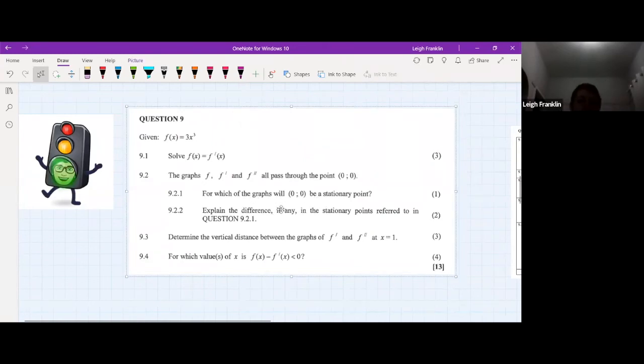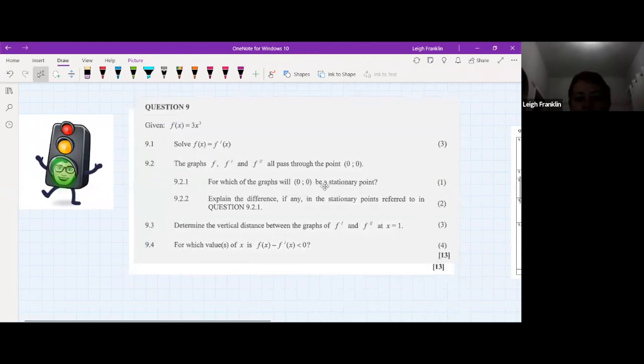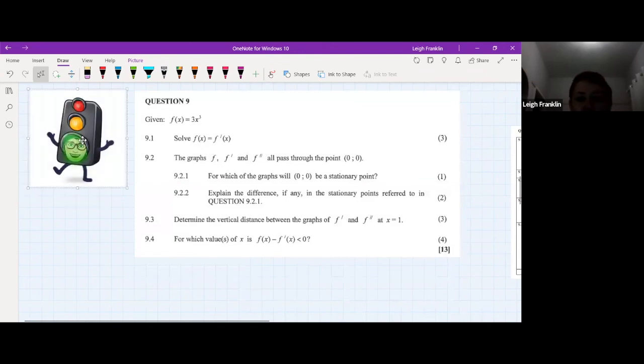Look at this. They were given f of x equals 3x cubed. That was it. And the first thing that they were asked to do was to solve for f of x equals f prime x. Okay, so what would we do here? We will first have to get the first derivative. 100%. So what would the first derivative be? It would be 9x squared. Okay, so we would let 3x cubed equal 9x squared.